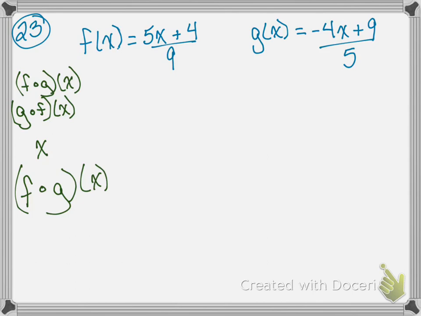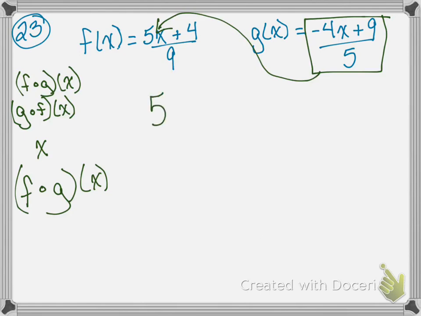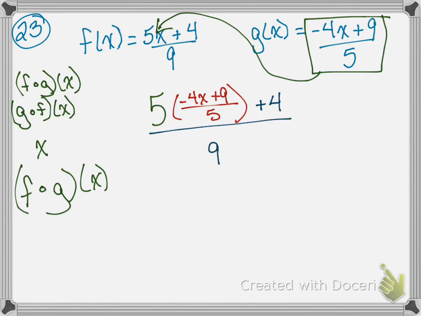So we're going to take g of x and we're going to plug it in for this x right here. Okay, so I have 5, and let's change that color so that we can really see what we're doing. So I'm going to plug in for x, negative 4x plus 9 over 5. And then I've got plus 4 over 9.